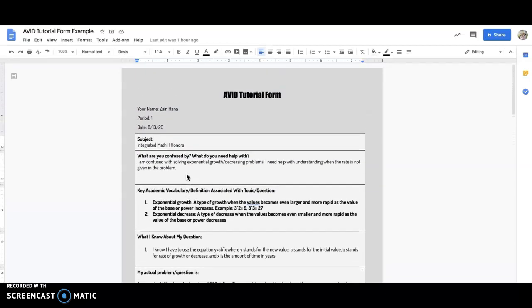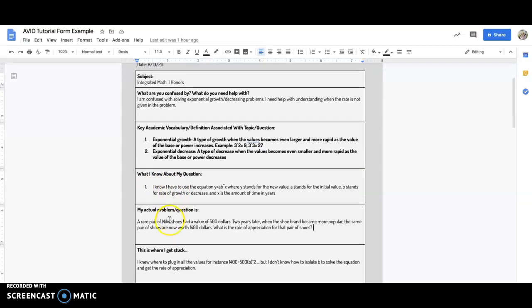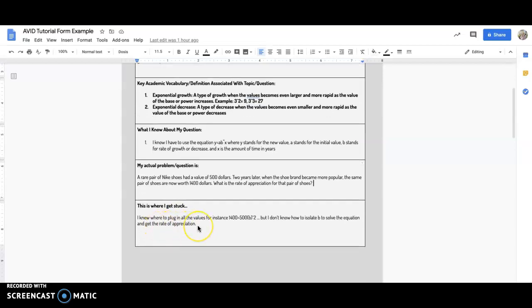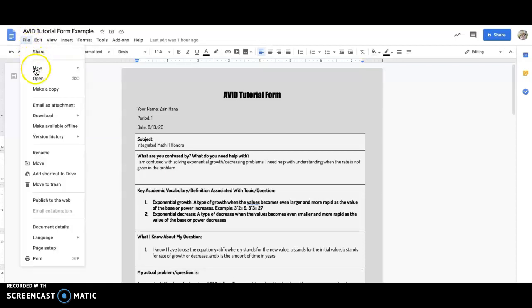Your Avid tutorial form should look something like this. Every box filled out, complete sentences, specific academic vocabulary words, detailed about what you know, give us the actual question, and then tell us where you got stuck in your process, okay? When you are done with this Avid tutorial form, you are going to go up here to where it says File, and you're going to go down to Make a Copy, okay?